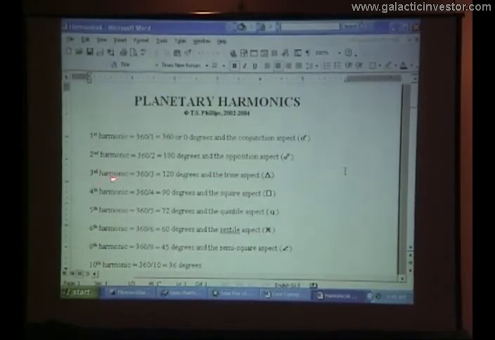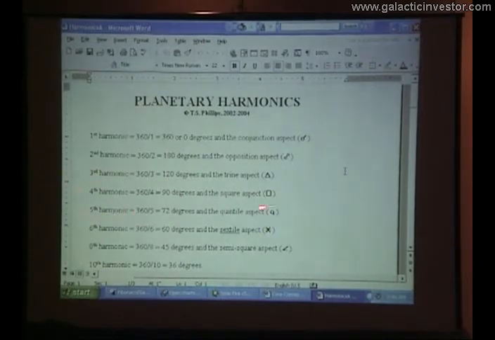And then we have the third harmonic, which is 360 divided by 3. A harmonic is basically the circle of 360 divided by a number. Third harmonic is 360 divided by 3, or 120, which is the trine. So if you see price hitting a second harmonic 180 line versus a third harmonic 120 line, you have to know what harmonic that line's at, because it's going to be stronger if it's a 180 line versus a 120 line.